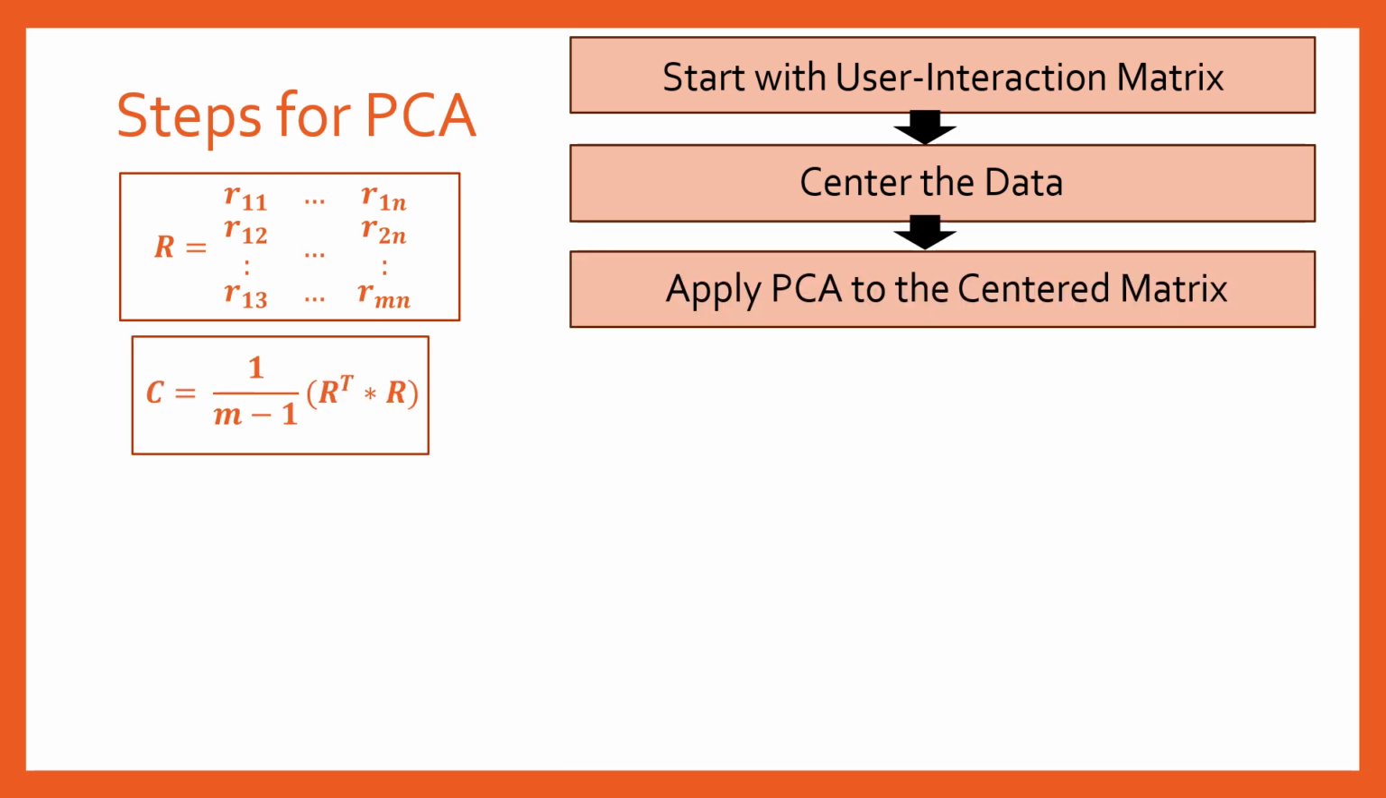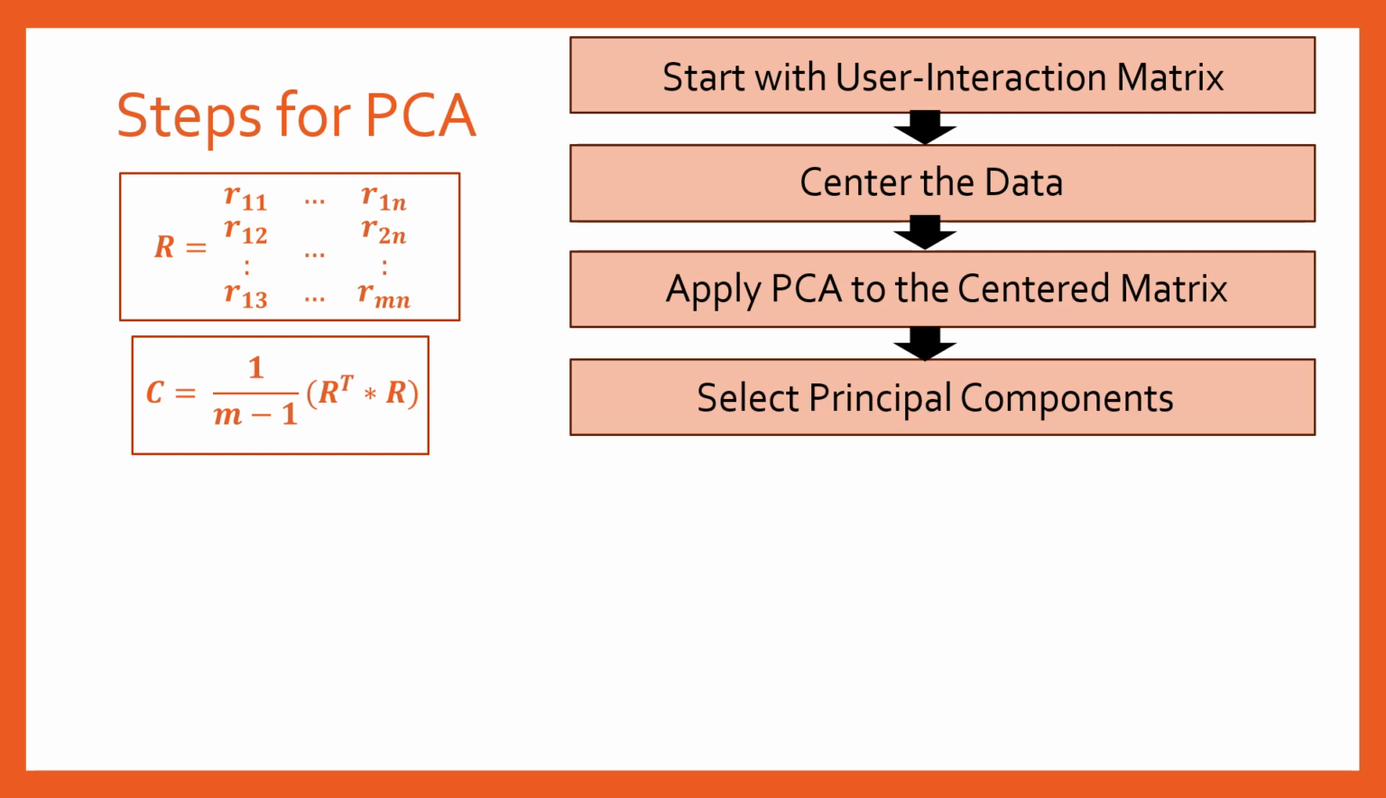Next, you apply PCA to the centered matrix by first computing the covariance C with the equation seen on the left, and then performing eigen decomposition on covariance matrix C to then order the eigenvectors based on the corresponding eigenvalues in descending order. The next step is selecting the principal components, which is done by choosing the top k eigenvectors, where k is the desired reduced dimensionality, and these represent the most significant directions of variance in the data.